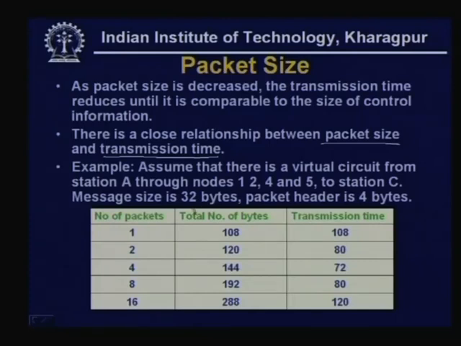Let us take up an example to illustrate the situation. Let us assume that there is a virtual circuit from station A through nodes 1, 2 and 4 and 5, same example, to station C. Message size is 32 bytes, packet header is 4 bytes. Whenever the number of packet is 1, that means essentially it is message switching. The total number of bytes that is being sent is 108. It is shown in this diagram.